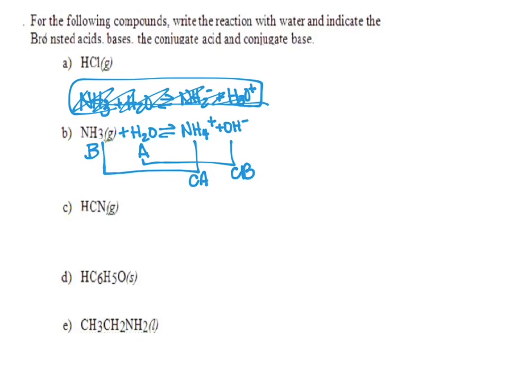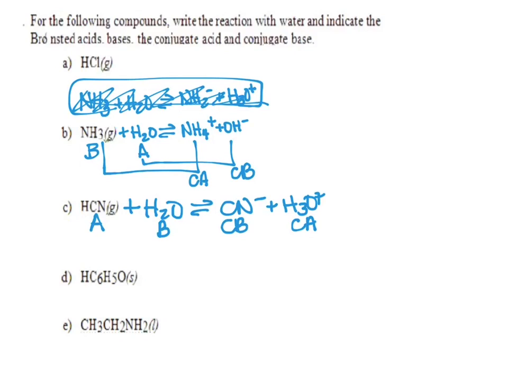So what happens in HCN? We're going to add it to water, and what are our two products going to be? Cyanide and hydronium. So which one's our acid? HCN's our acid, so CN minus is our conjugate base. Water this time is our base, and hydronium is our conjugate acid.